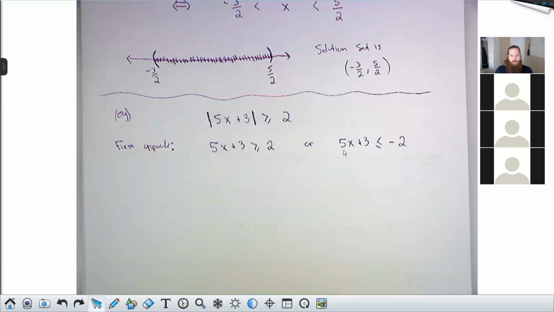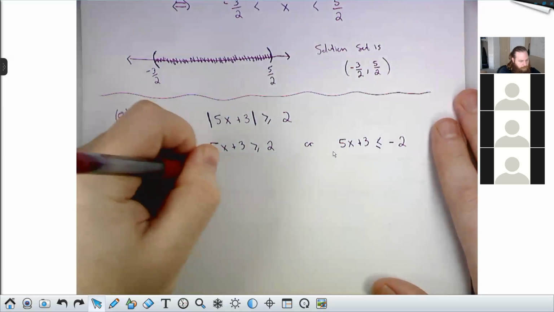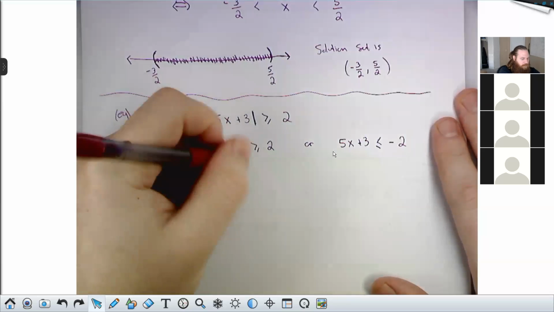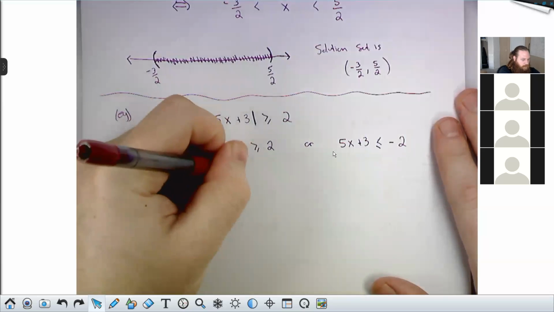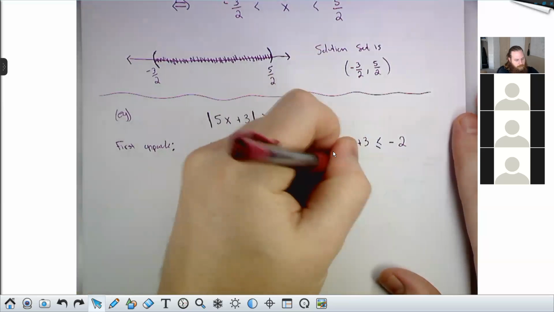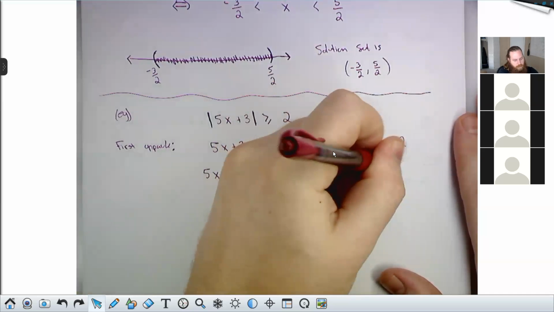And now we just treat each of these separately. So this first one, I'd begin by subtracting 3 from both sides. If I subtract 3 from both sides here, I'll get 5x is greater than or equal to negative 1. And over here, if I subtract 3 from both sides, I'll get 5x is less than or equal to negative 5.